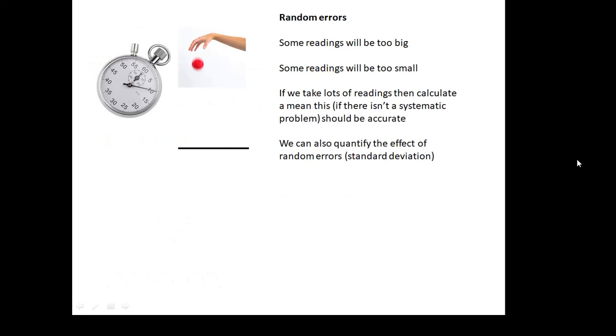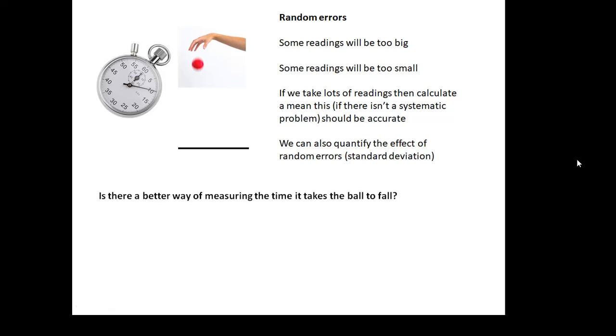Random errors, I said, were random fluctuations. Some of your readings will be too big, some will be too small. So if you take lots of readings and then calculate a mean, then assuming that there isn't also a systematic problem, you should end up with a reasonably accurate result. We can quantify the effect of random errors. We can work out something called the standard deviation, but that's not something we have to do on this course.